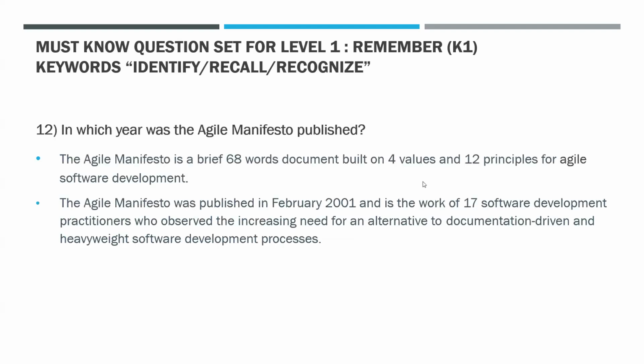Coming to question number 12, in which year was the Agile Manifesto published? Now, the Agile Manifesto is a brief 68 words document built on 4 values and 12 principles for Agile software development. The Agile Manifesto was published in February 2001 and is the work of 17 software development practitioners who observed the increasing need for an alternative to documentation-driven and heavyweight software development processes.